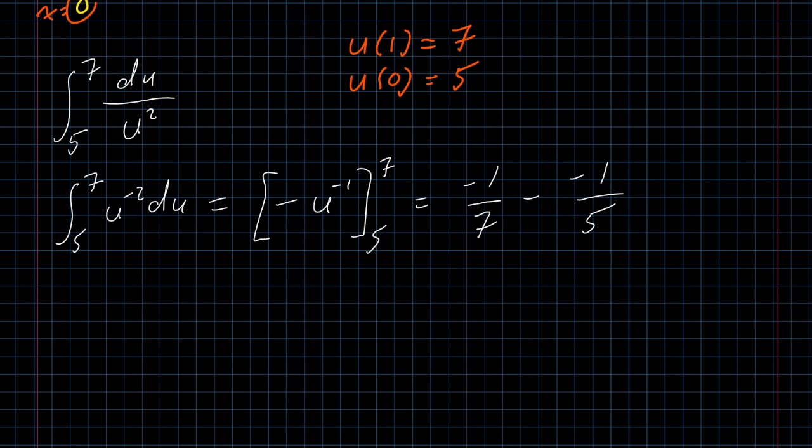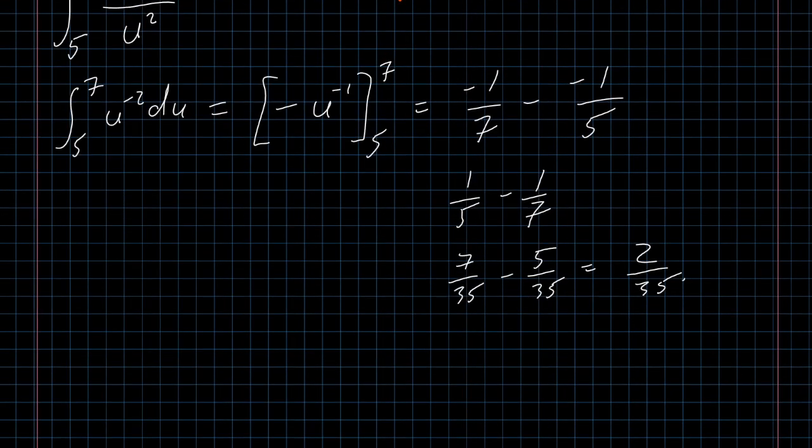Let's see. 1/5 minus 1/7, so that's going to be 7 over 35 minus 5 over 35, which is 2 over 35. Just finding some common denominators there. All right, so that's the basic idea of all of this.